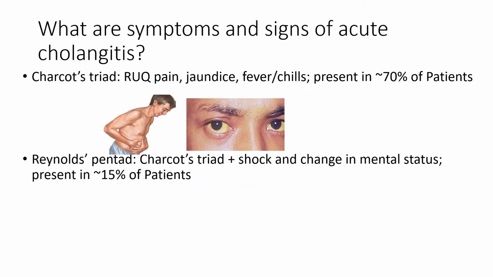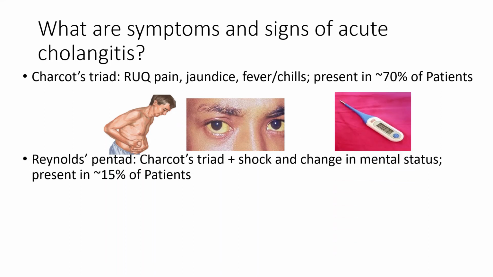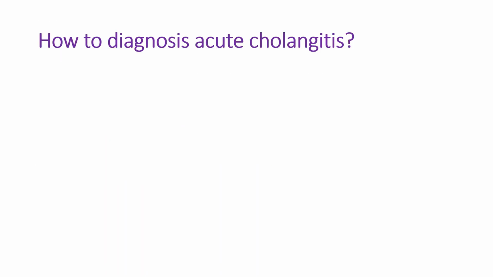So what are the symptoms and signs of acute cholangitis? Charcot's triad and Reynolds' pentad are the terms that we use in describing signs and symptoms collectively. Charcot's triad includes right upper quadrant pain, jaundice, and fever or chills, which are present in 70% of the patients. And Reynolds' pentad is Charcot's triad with shock and change in mental status, which occurs only in 15% of patients.